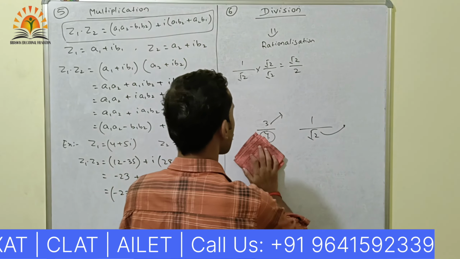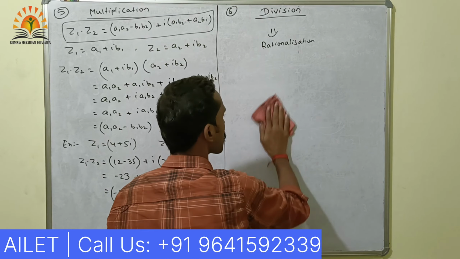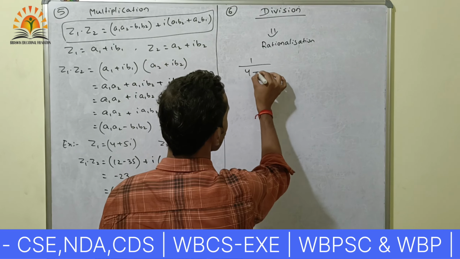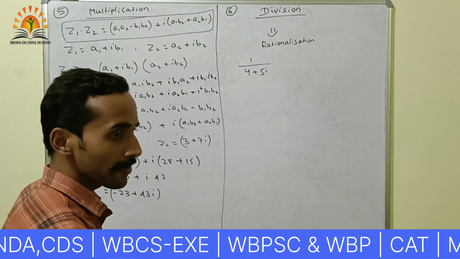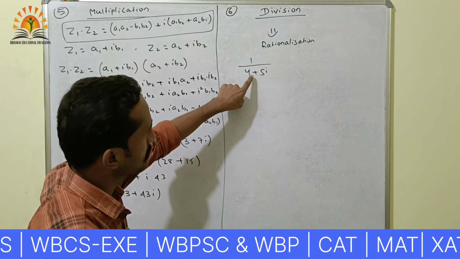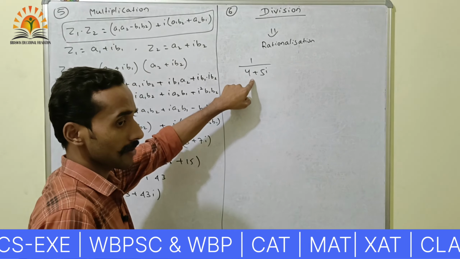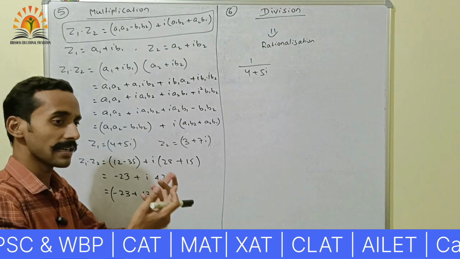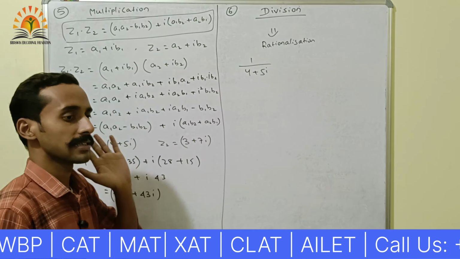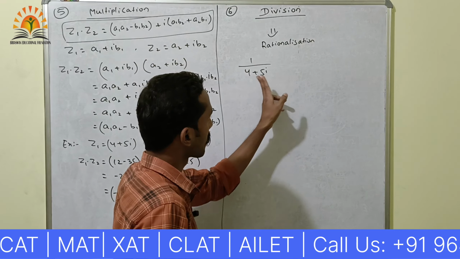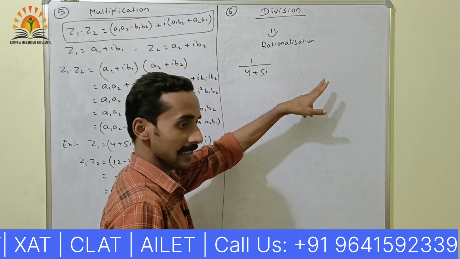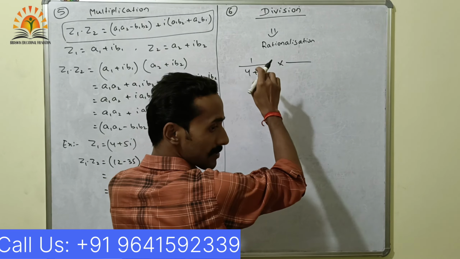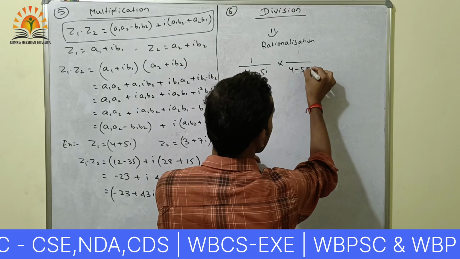Understood? So if anyone takes, let us say, 1 by 4 plus 5 iota. This is the form of the denominator. Now this part becomes what? A complex number. And if the denominator is a complex number, it does not make any sense. How can you divide this number? So we have to convert this complex number into a rational number. How can we convert it? We convert it by the process of rationalization. 4 plus 5 iota, we should multiply it by 4 minus 5 iota.